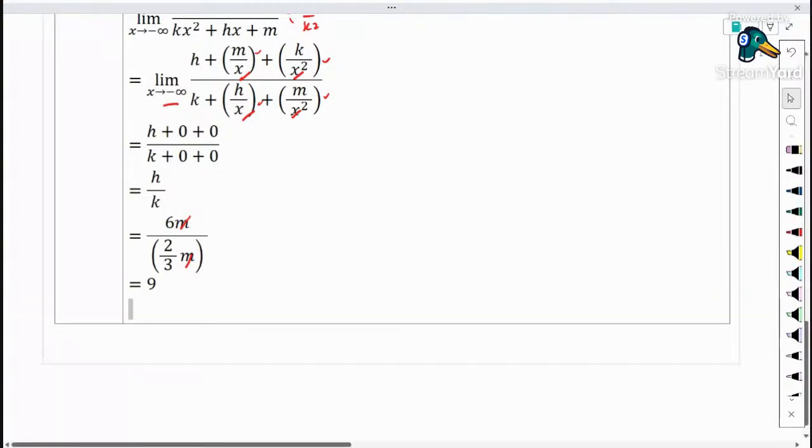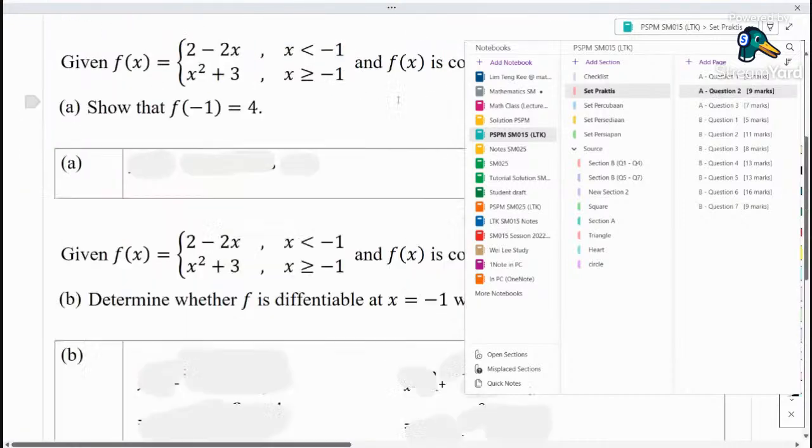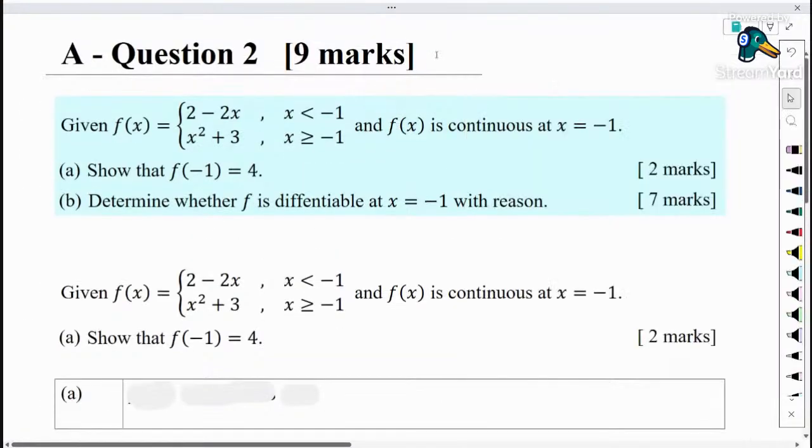Go on. Next, we have section A, question number 2. This question is allocated 9 marks, and it is going to test us on the knowledge of chapter 9, which is differentiation. And let's see what happens in the question: you are told that f(x) is equal to the piecewise function defined as 2 minus x for x less than minus 1, and x squared plus 3 for x greater than or equal to minus 1. And you are told that f(x) is continuous at x equals minus 1.